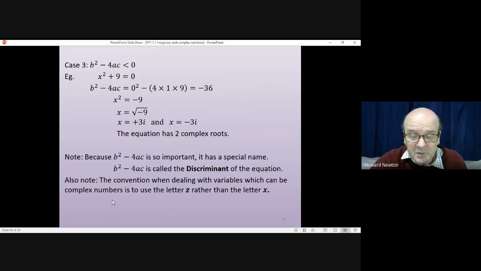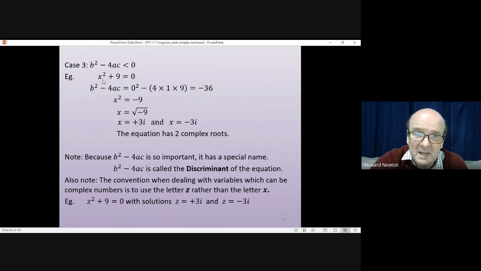You should also note that there is a convention, and it's a pretty strong convention, when dealing with variables which can be complex numbers, it is much more normal to use the letter z rather than the letter x. So for instance, this equation you wouldn't see written down as x squared plus 9 equals 0. You would almost certainly see it written as z squared plus 9 equals 0. And the 2 solutions would be z equals 3i and z equals minus 3i.